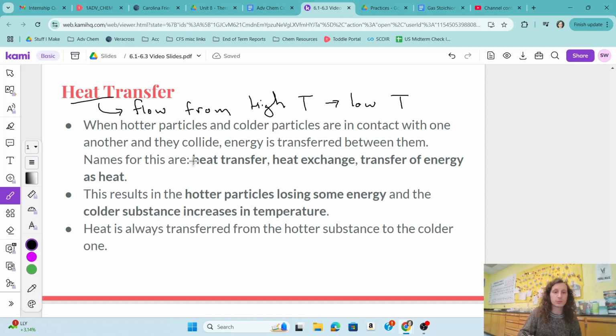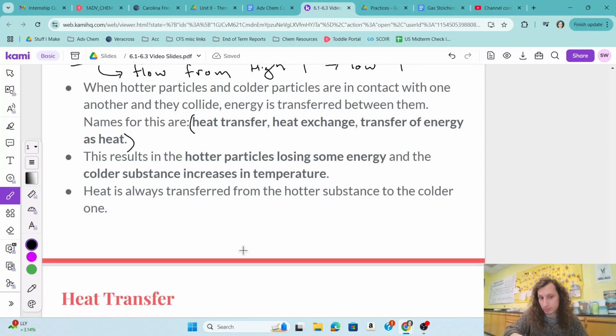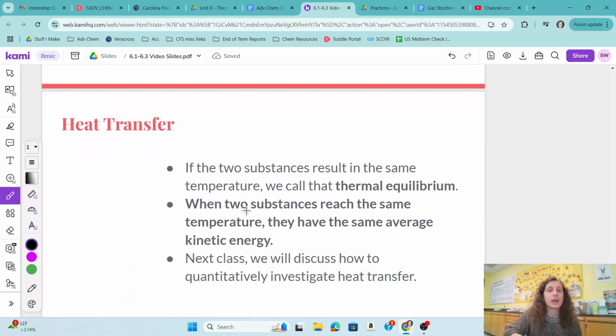So a couple different terms we use for that are pictured here. We're always going to have something that's hotter losing its energy and the colder thing gaining some energy, increasing in temperature. Seems pretty common sense, but needs to be said. Now, when we have two substances of different temperatures sit together for long enough, eventually they reach thermal equilibrium, and that just means they have the same temperature. Eventually. It might take a couple minutes, but eventually that will happen, right?